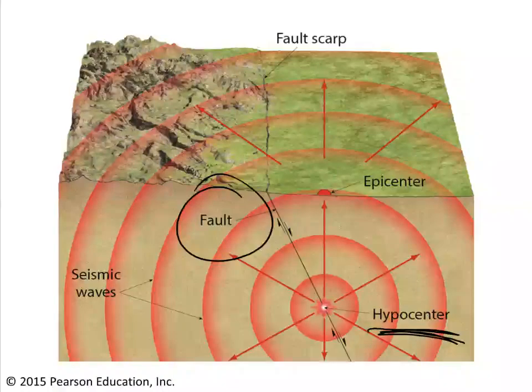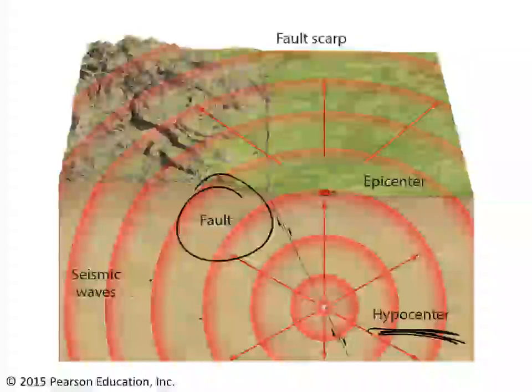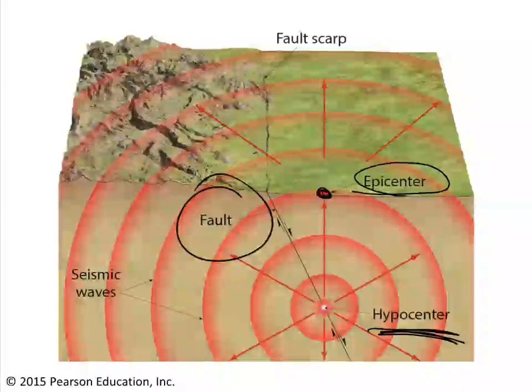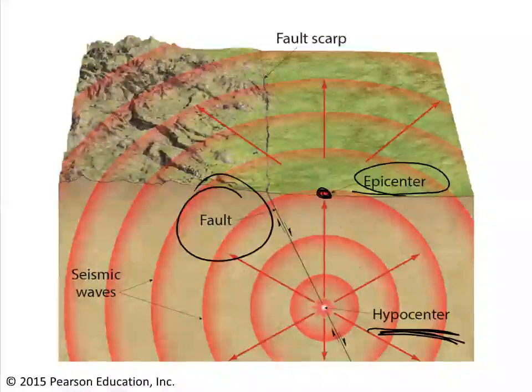Oftentimes in the news after a big earthquake, you'll hear a different term, and that is epicenter. Epicenter refers to the spot on Earth's surface directly above the hypocenter. Sometimes if the fault makes it all the way to Earth's surface, you'll get a fracture that actually shows up at the surface, and that's called a scarp.